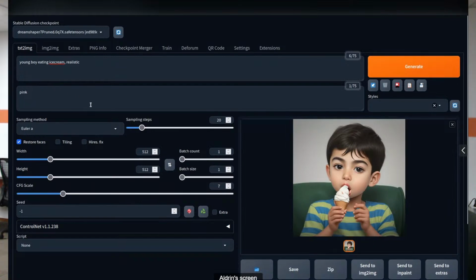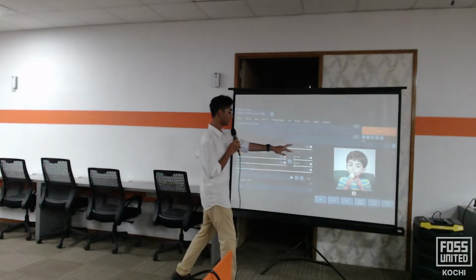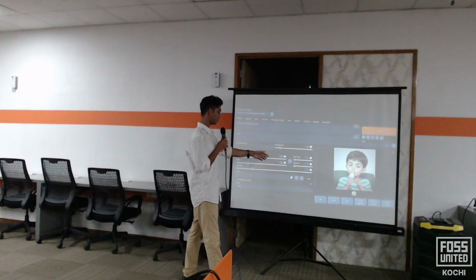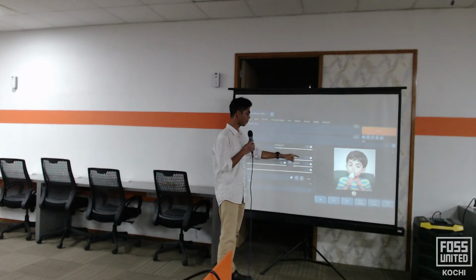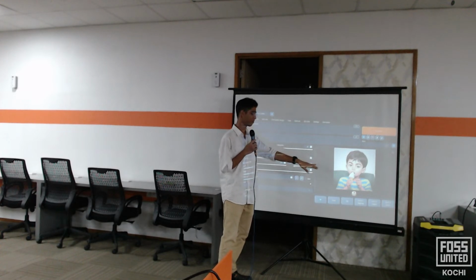Now I'll talk a little bit about the parameters. Here we can control the width and height. Right now it's a square image, 512 by 512. And then batch count is how many images you want to generate at once. Both of these are similar. If you do 2 by 2, you get 4 images at once.